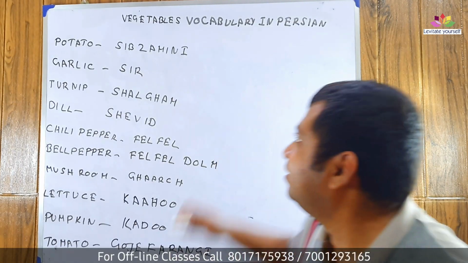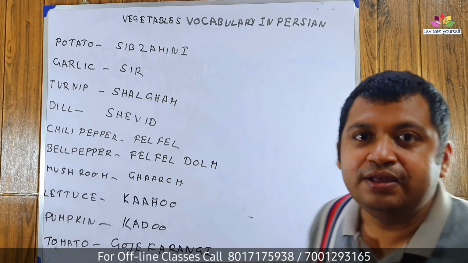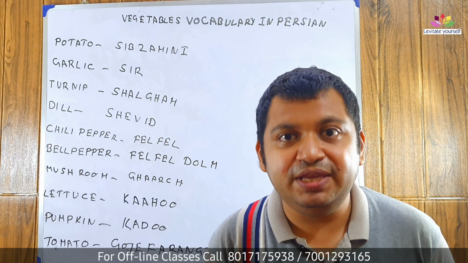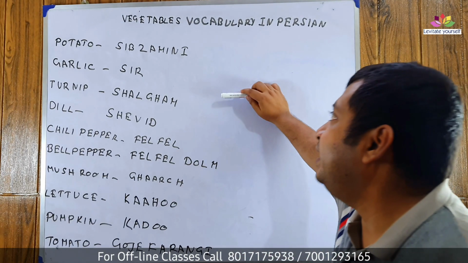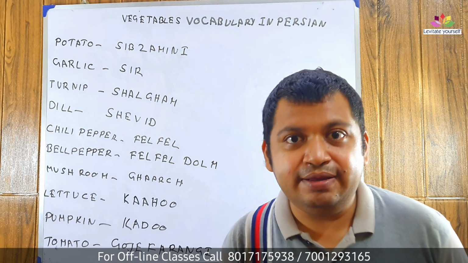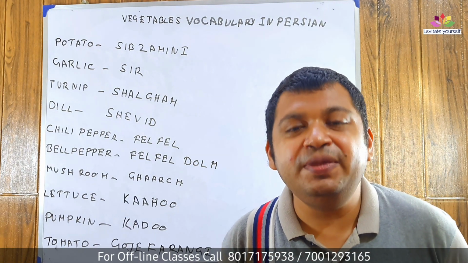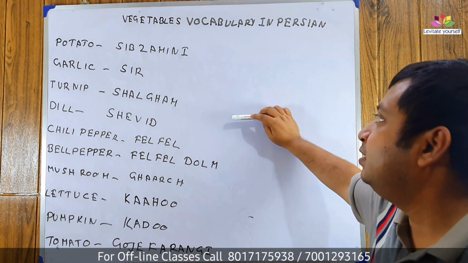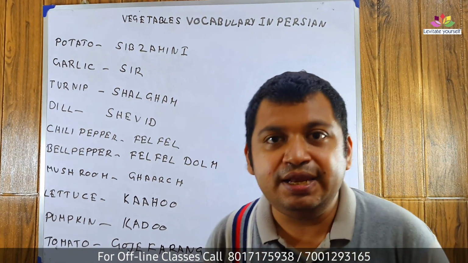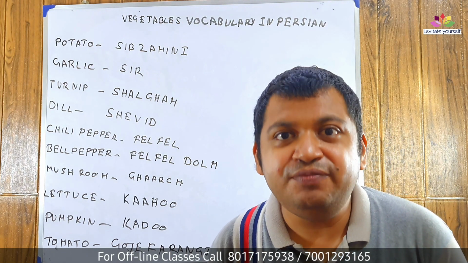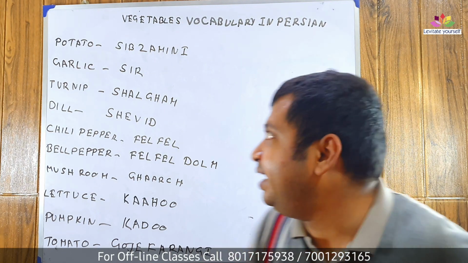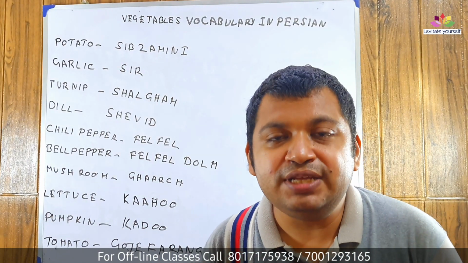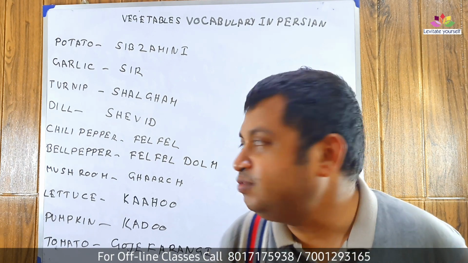So let's begin. Potato, sibzamini. Let's pronounce it with me. Potato, sibzamini. Move to the next word. Garlic, sir. Let's pronounce it with me. Garlic, sir. Let's move to the next word. Turnip, shalgam. Let's pronounce it with me. Turnip, shalgam. Move to the next word. Dil, shevid. Let's pronounce it with me. Dil, shevid. Move to the next word.